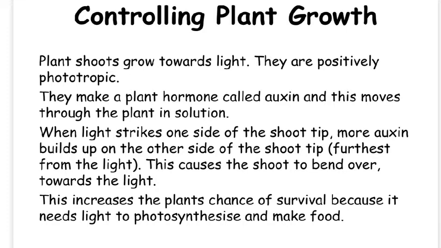So how do plant shoots grow towards the light? Plants make a hormone called auxin that controls growth and that moves through the plant in solution. When light strikes one side of the shoot tip, more auxin builds up on the other side, the side furthest from the light. This causes the shoot to bend over towards the light. This increases the plant's chance of survival because it needs light to photosynthesize and make food.